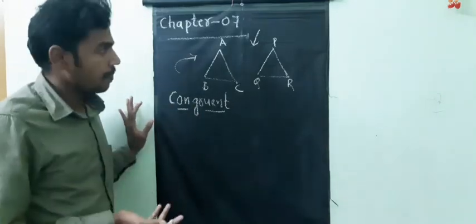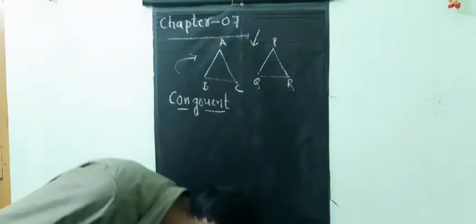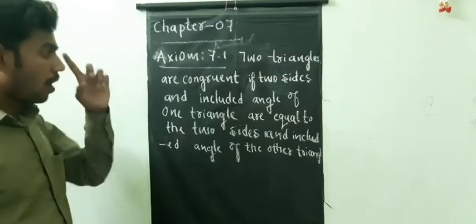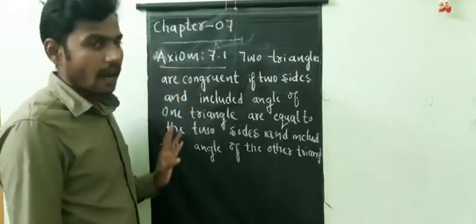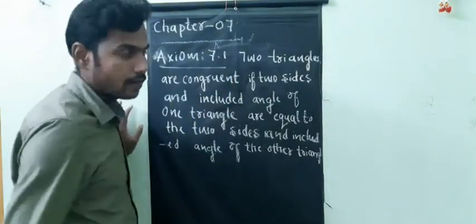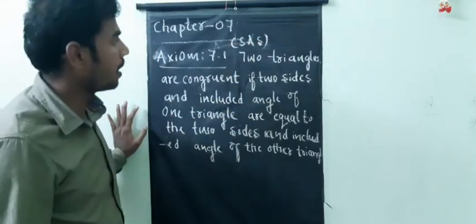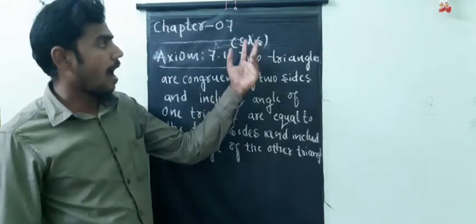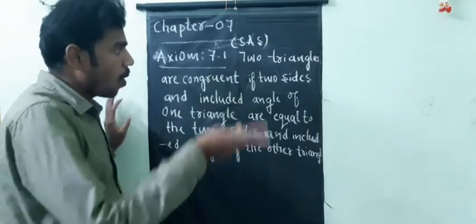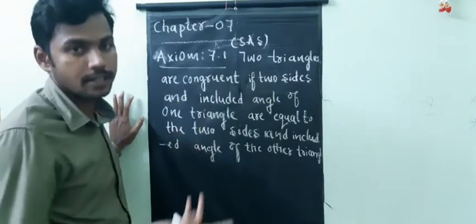So when will I say the 2 triangles are congruent? We are going to learn different criteria. Now, what is the criteria for 2 triangles to be congruent? One such criteria is axiom 7.1, that is the SAS congruency criteria. What do you mean by it? 2 sides and the included angle of one triangle are equal to the corresponding 2 sides and included angle of the other triangle, then the 2 triangles are said to be congruent.